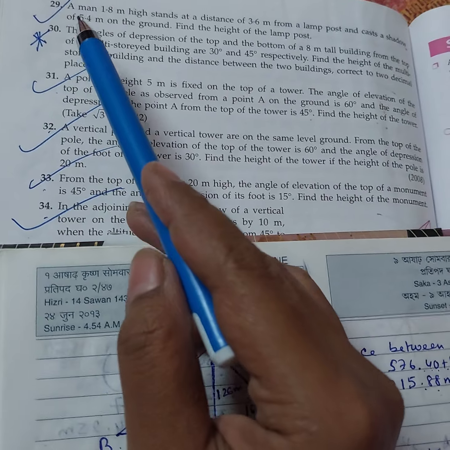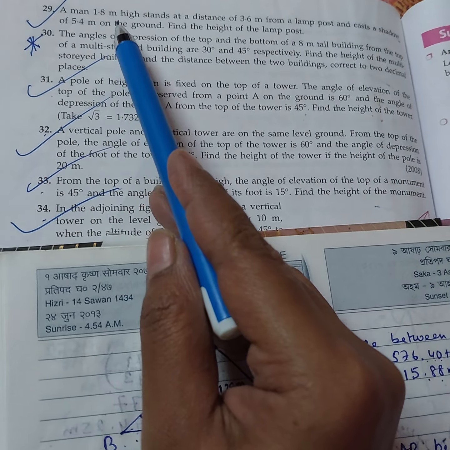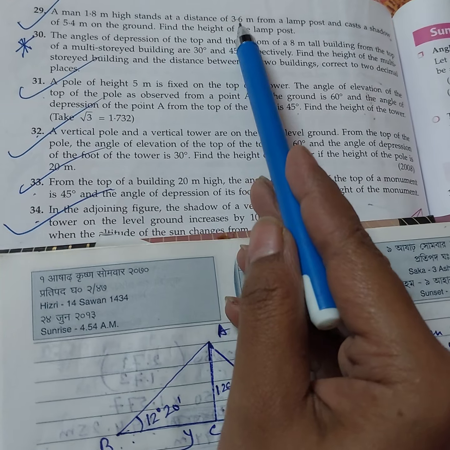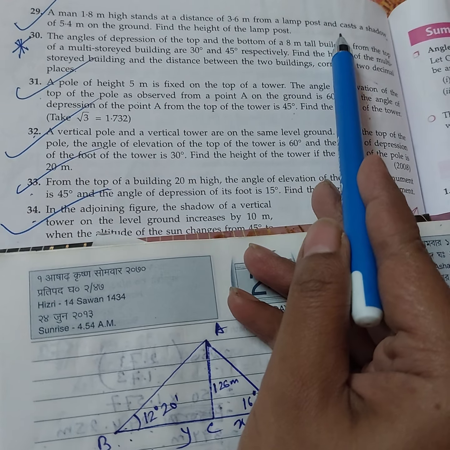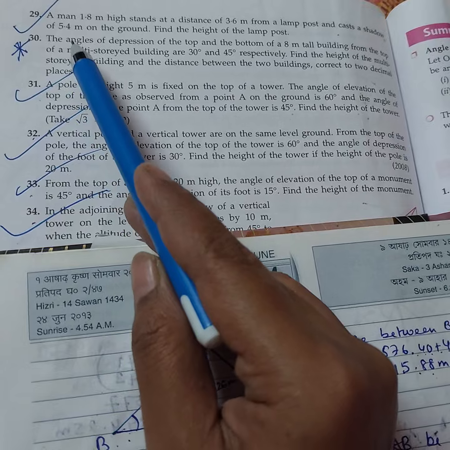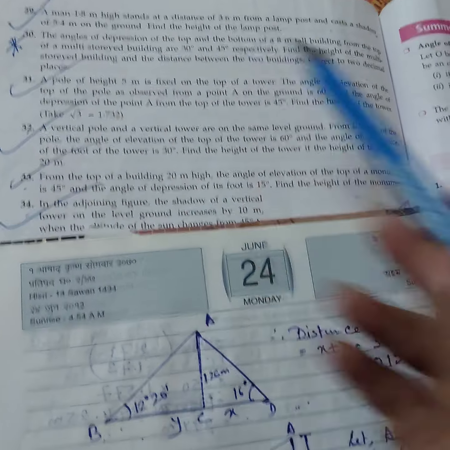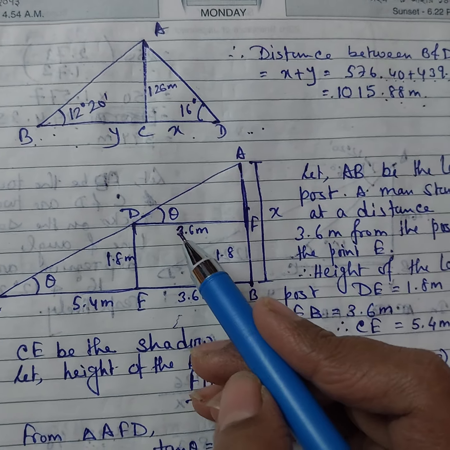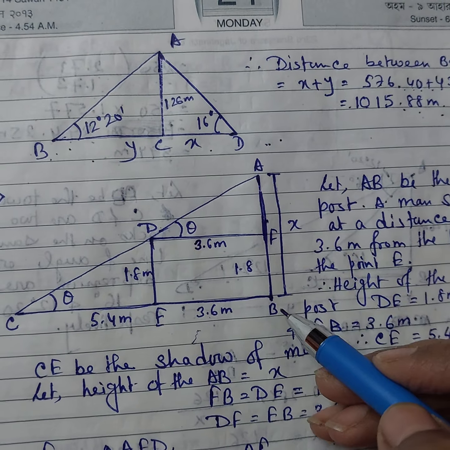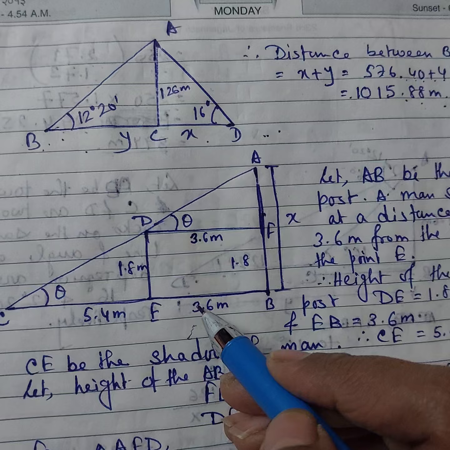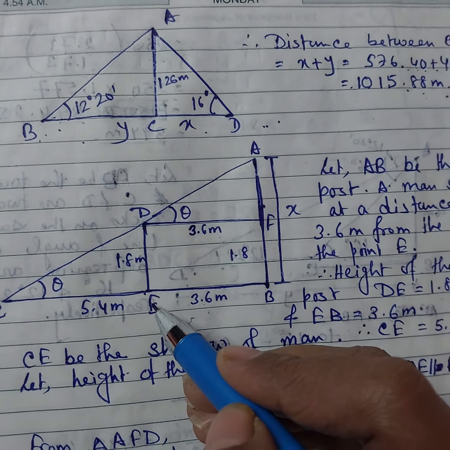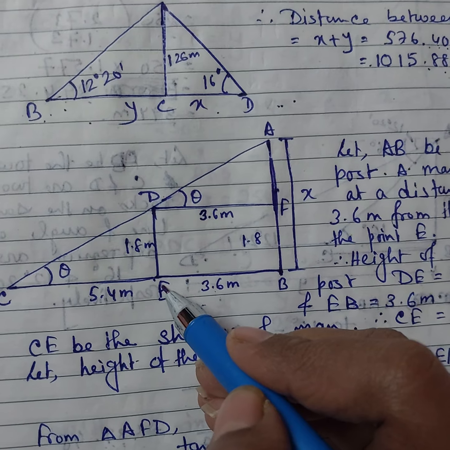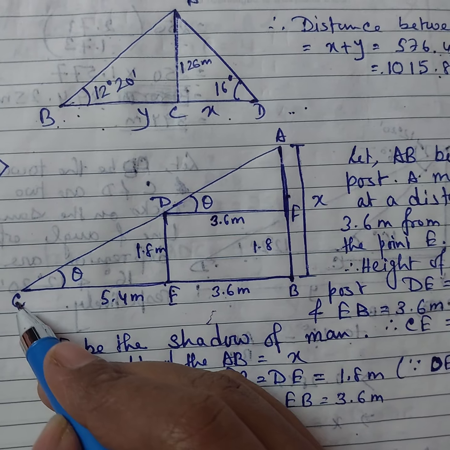Now sum number 29. A man 1.8 meter high stands at a distance 3.6 meter from a lamp post and casts a shadow of 5.4 meter on the ground. A man that is 1.8 meter high stands at a distance 3.6 meter from the lamp post, that is DE, and casts a shadow on the ground C. Okay.